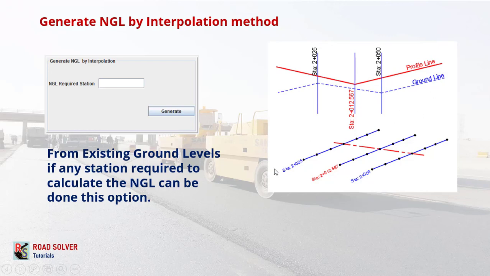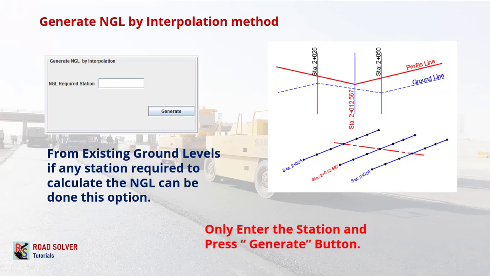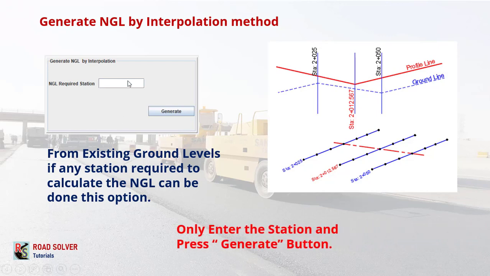For this purpose, Road Solver will automatically calculate the natural ground between the two stations using the interpolation method. Just enter the station only, then press generate, and the calculation will be done automatically by Road Solver. Now, how will this work in the program?